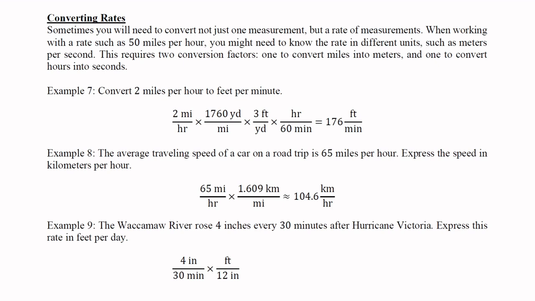And then we're going to convert our minutes into days, starting off with 60 minutes in an hour, and then 24 hours in a day. Cancel out all your units. You're left with feet per day. Multiply your numbers on the top, multiply your numbers on the bottom, and then divide what you have on the top and the bottom, and it should come out to a nice even 16 feet per day.